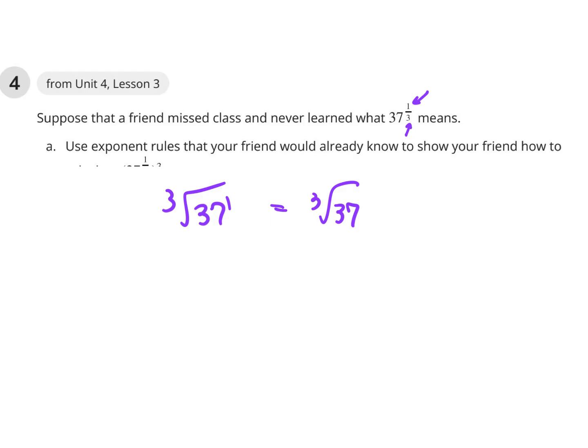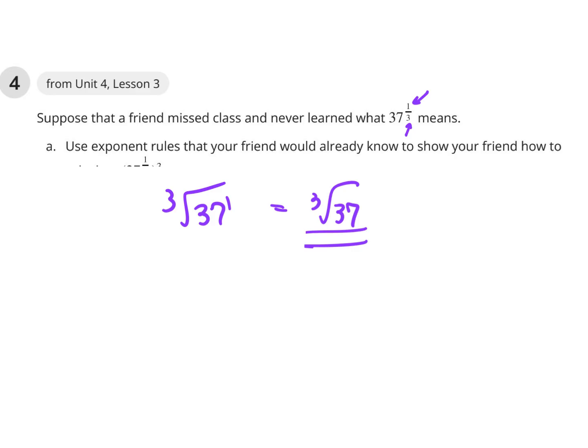The cube root of 37 is not perfect. When you take roots of non-perfect numbers, you get irrational numbers. So this is an exact number. So if it's not a perfect root, cube root, square root, fourth root, whatever root, leave it as a radical or a rational exponent.